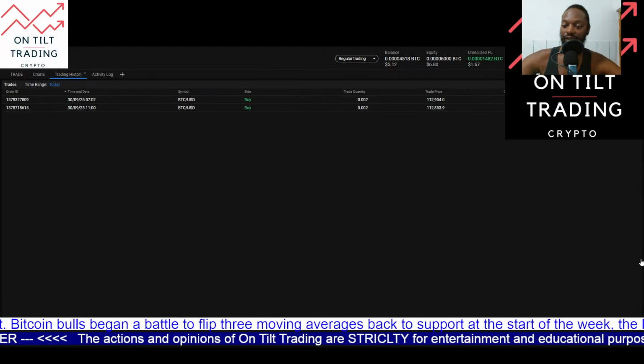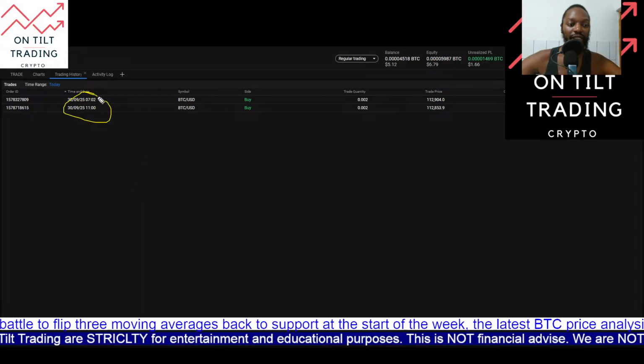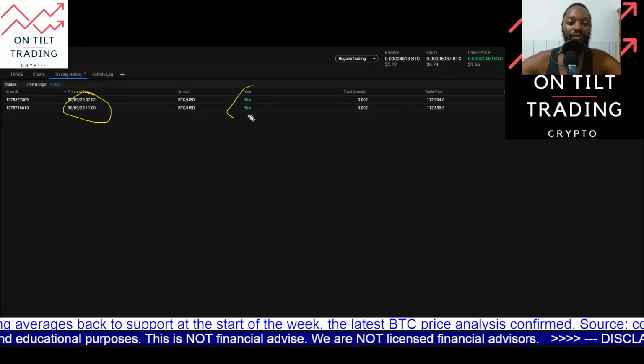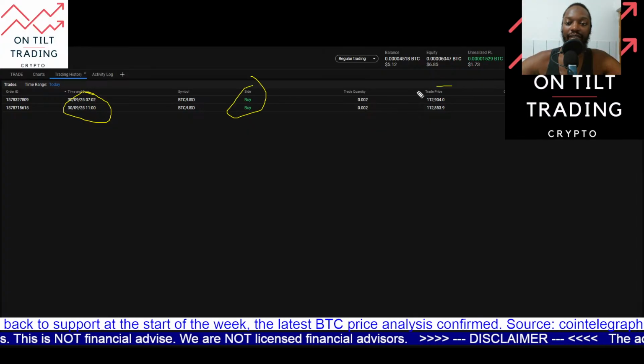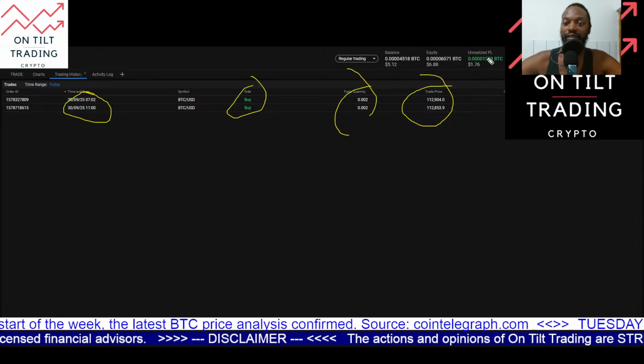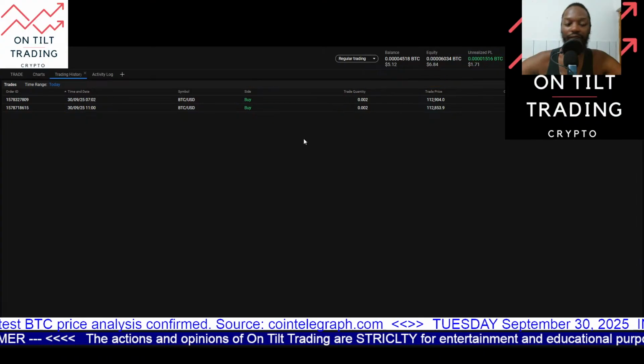For my trading history today, just these two positions, one at 7, one at 11. This would be 9:02 and 1 p.m. Eastern or New York time buys. These are the positions, small quantity, and so far up on BTC today.